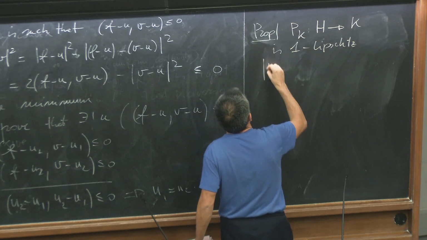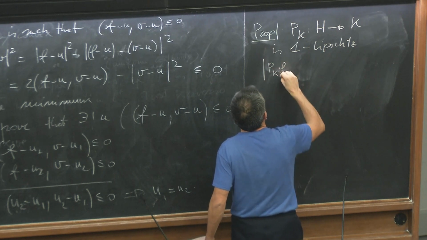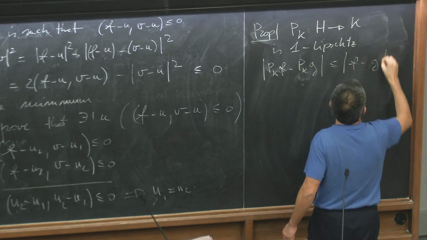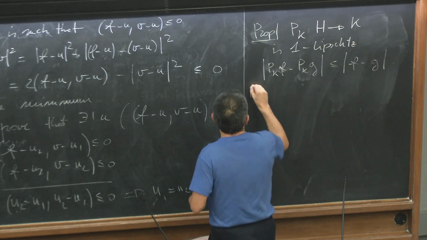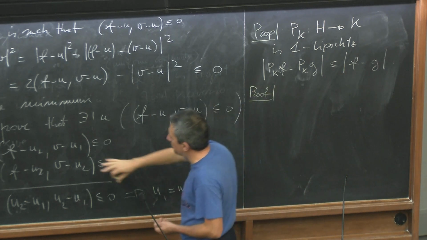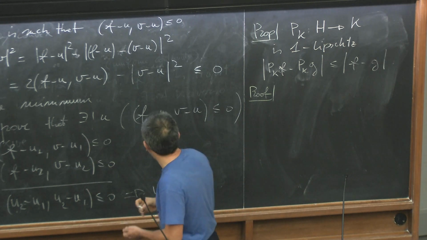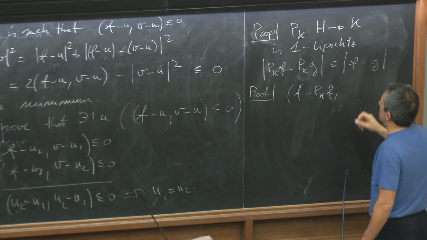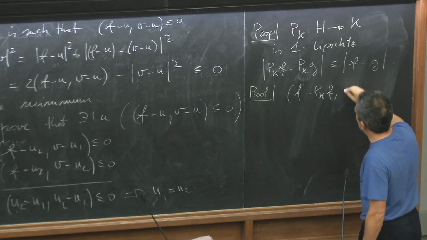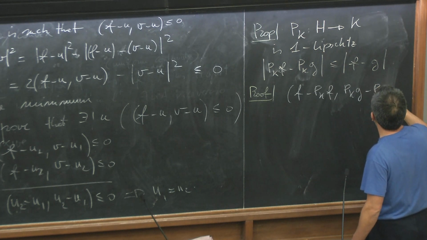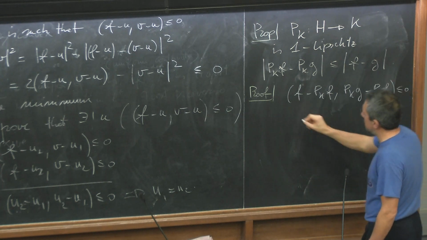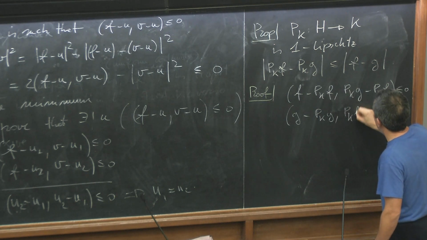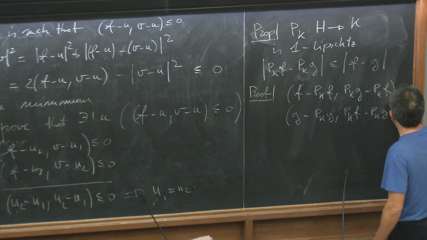What I mean by this is that the norm of P_K f minus P_K g is less or equal than the norm of f minus g. Proof: the proof is inside here. Because you have that (f minus P_K f, P_K g minus P_K f) is less or equal than zero, and vice versa, (g minus P_K g, P_K f minus P_K g) is less or equal than zero.